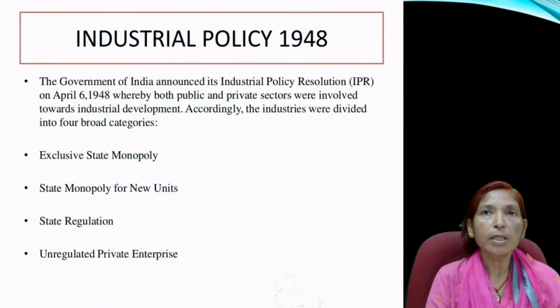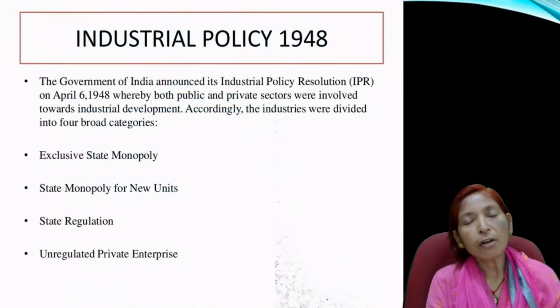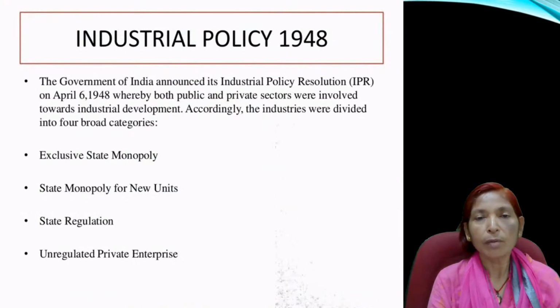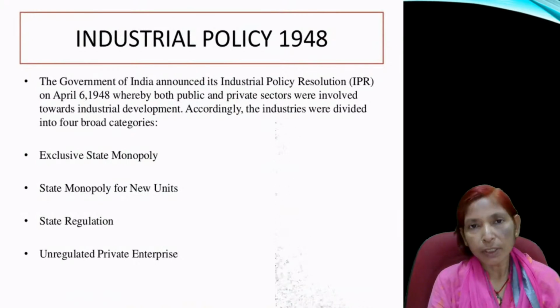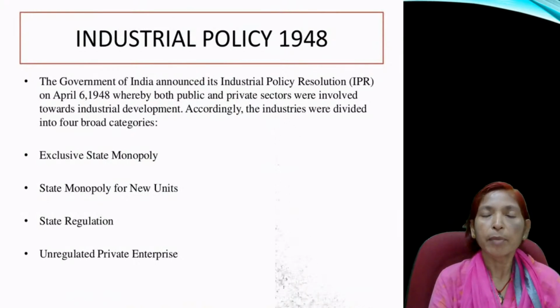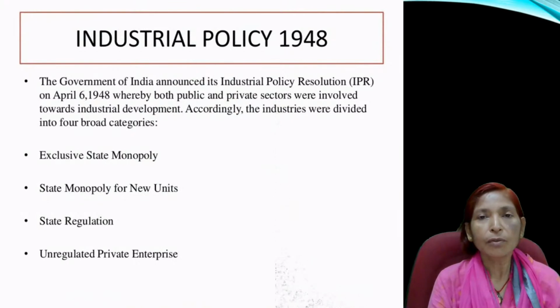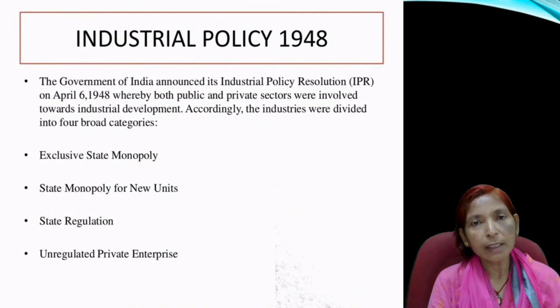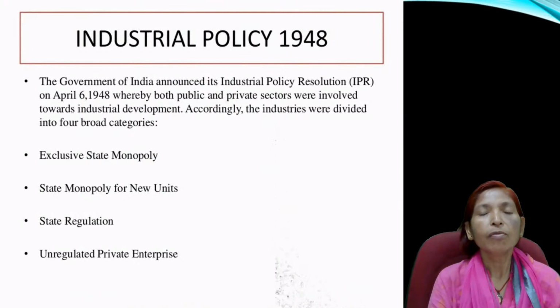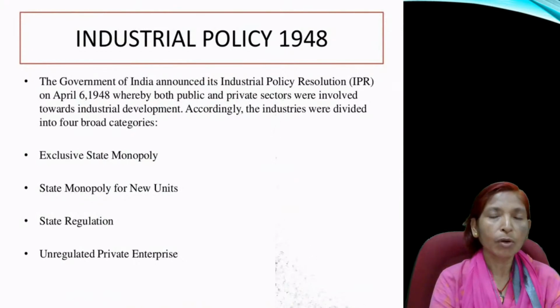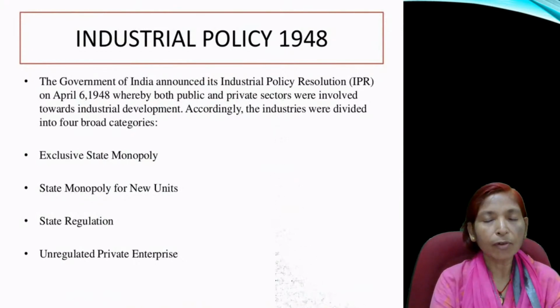Now next is industrial policy of 1948. The Government of India announced the first industrial policy resolution on 6th April 1948, whereby both public and private sector were involved towards industrial development. Accordingly, the industries were divided into four broad categories. One is exclusively state monopoly. Second is state monopoly for new units.